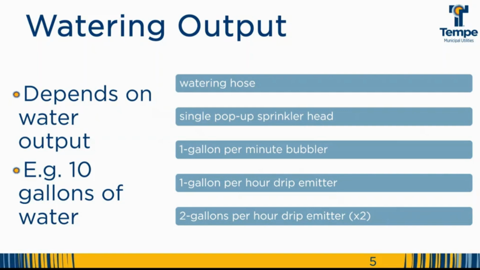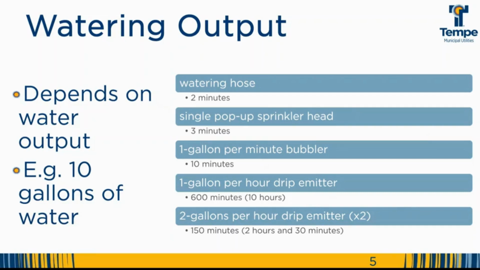A very simplified example, but if you wanted to apply to your landscape 10 gallons of water, you would need to know how fast water is coming out to know how long it's going to take. With a hose, it could take about 2 minutes. Single pop-up sprinkler head, perhaps 3 minutes. A 1 gallon per minute bubbler would take 10 minutes. A 1 gallon per hour drip emitter would take 600 minutes or 10 hours. And two 2 gallons per hour drip emitters would take 150 minutes or 2 hours and 30 minutes.